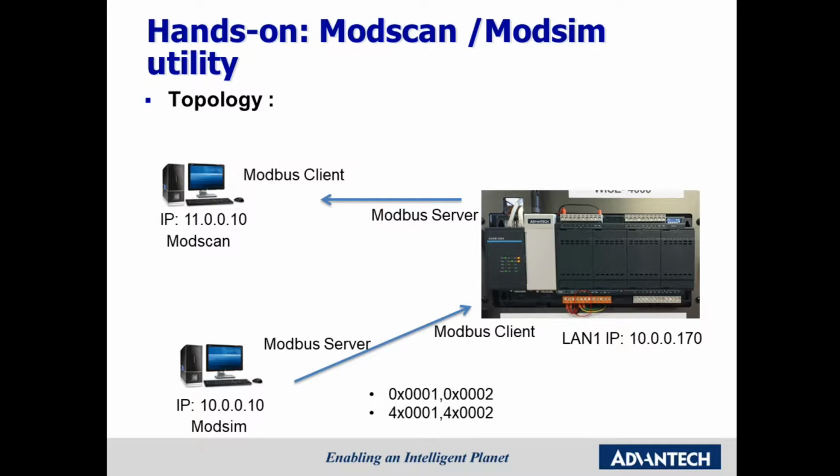So here is the time for hands-on. User can use ModSim to play as a Modbus server and test as the topology. So ADEN3600 will acquire the tag from the ModSim, which is a Modbus server, and then after it gets the data, ADEN3600 will be a Modbus server and acquired by another Modbus client, which is ModScan.